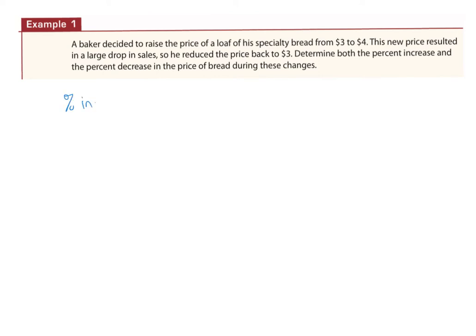Percent increase. This means it went from a lower amount to a higher amount, right? So remember, our formula is the amount of change. Well, it went from $3 to $4. How much did it change? $1. How do we know that? Well, we subtracted 4 minus 3. All right? We divide that by the original amount. Well, if it went from $3 to $4, what was the original amount? 3. So we have 1 divided by 3, and we multiply that by 100. It's approximately 33%.